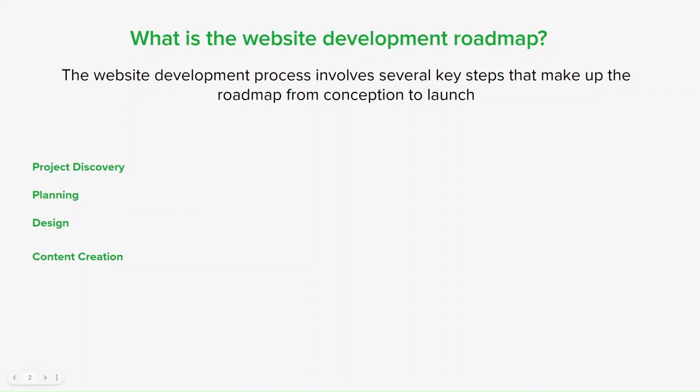Next up, you actually have content creation, and content development starts, including writing, imagery, videos, and other multimedia elements. Quality content is essential for engaging users and conveying the intended message. Next up is the development stage, and developers will then take the design and turn it into a functional website, and this involves coding, HTML, CSS, JavaScript, and any kind of background programming. They will build the interactive elements, the databases, and integrate any necessary third-party tools.